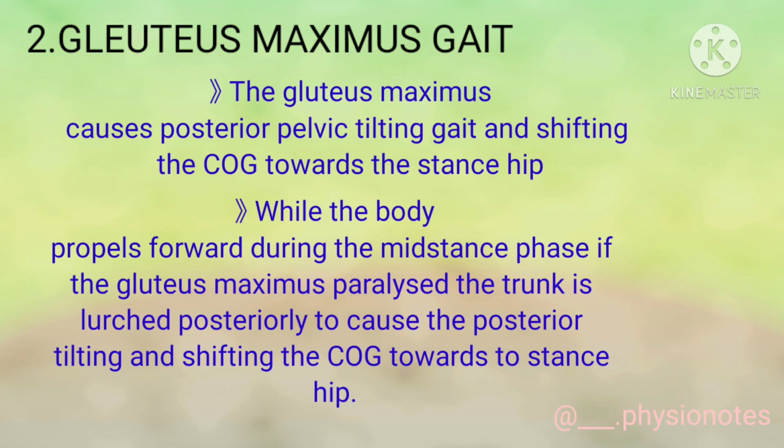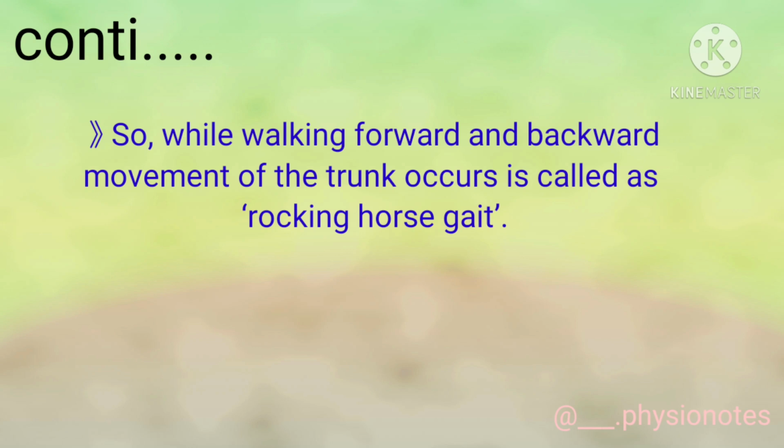Second, gluteus maximus gait. The gluteus maximus causes posterior pelvic tilting and shifts the COG towards the stance hip. While the body propels forward during the mid-stance phase, if the gluteus maximus is paralyzed, the trunk is lunged posteriorly to cause the posterior tilting and shift the COG towards the stance hip. So while walking, the forward and backward movement of the trunk is called rocking horse gait. You can see the patient is walking like a horse. That's why it's called rocking horse gait.